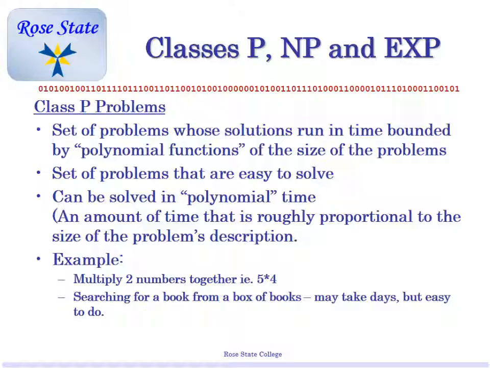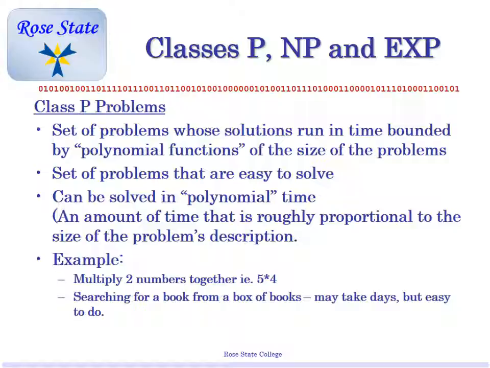How about if I told you to search for a book from the box of books? Could you do that? What if I told you to search for a book in the Library of Congress? Easy. Without a card catalog. But see, there's the difference though. The box could take longer than the Library of Congress. It could. Just because they sort them.